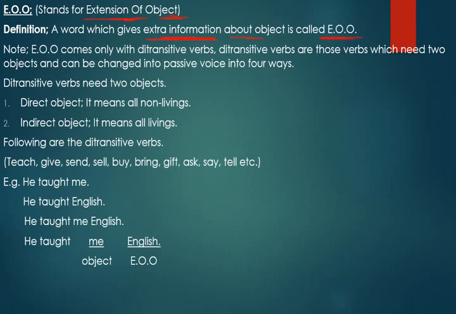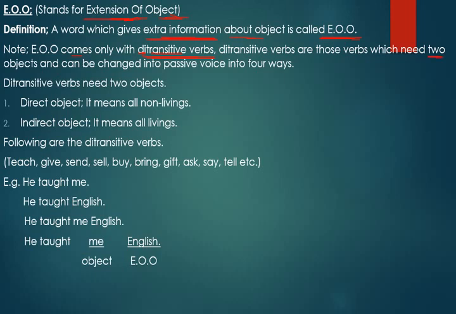Now how it gives extra information, one note we have to check out. Note: extension of object comes only with ditransitive verbs. What do we mean by ditransitive verbs? Di means two, and transitive verbs can be changed into passive voice. So ditransitive verbs are those verbs which need how many objects? Keep in your mind, two objects.